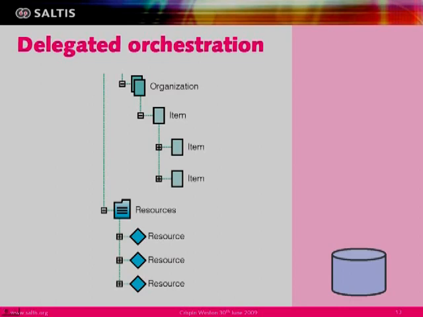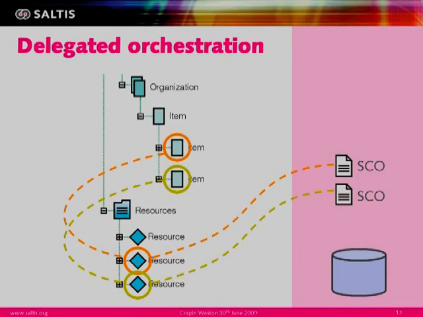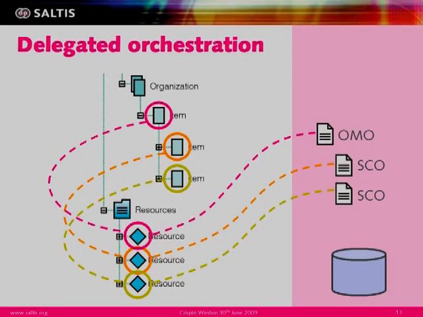This slide gives an overview of how the delegated model would work. The orange and green items reference learning objects, or what SCORM would call shareable content objects, or SCOs. The pink object references what we're calling an orchestration manager object. This does not itself deliver learning, but orchestrates objects or components that do. It could also, of course, orchestrate other nested orchestration managers.